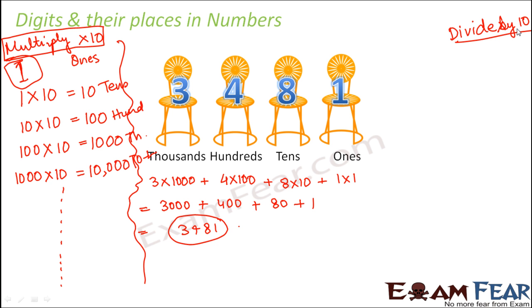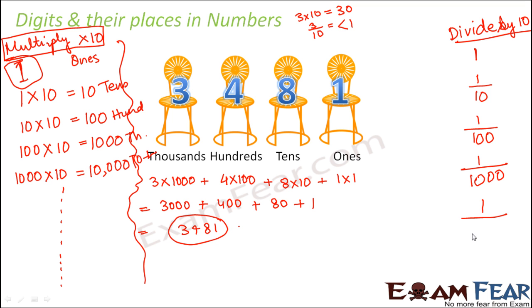So whenever you multiply a number, let's say you have a number 3, you multiply 3 by 10, you get 30. You divide 3 by 10, what do you get? You get a value which is less than 1. So whenever you divide by 10, you are going to get a value which is less than that number, right? So once you start dividing by 10, again you start with 1. In the next step, you will divide 1 by 10. In the further next step, you will divide by 100. In the next step, you will divide by 1000. Again in the next step, you will divide by 10,000 and so on.